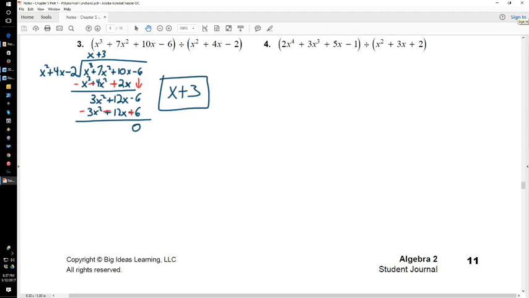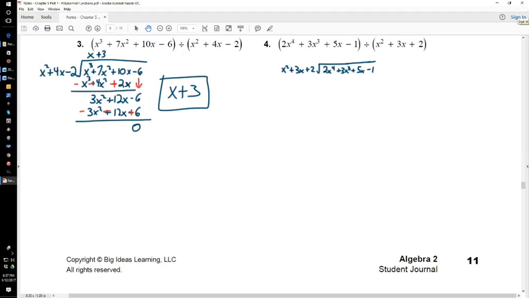Right? Number 4, same idea. If you haven't tried one on your own yet, I would try number 4 on your own. Go ahead and pause it, give it a shot, but let's go. So I got x squared plus 3x plus 2, which I'm dividing into 2x to the 4th plus 3x cubed plus 5x. Let's write that a little cleaner, plus 5x minus 1.